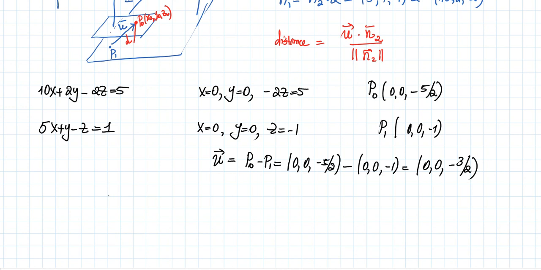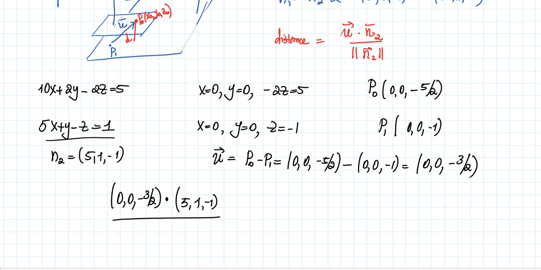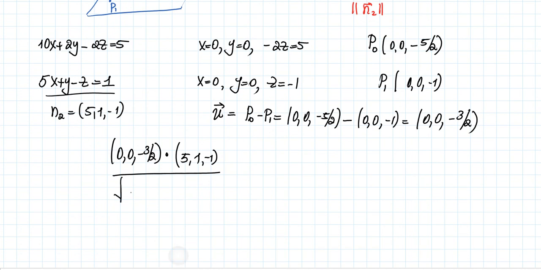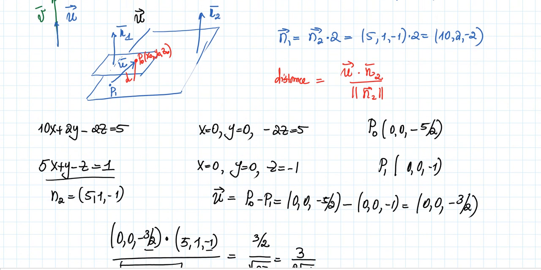So this is going to be 0, 0, minus 3 over 2 dot the normal vector. Do you remember what the normal vector of the second plane was? It was 5, 1, and minus 1, right? And the norm of this vector, 5, 1, and minus 1, is going to be 25 plus 1 plus 1, right? Square root of 27. If you multiply, it's going to be simply 3 over 2, because 0 multiplied by 5 and 0 multiplied by 1 are equal to 0. The only non-zero entry is the third component: minus 3 over 2 multiplied by minus 1, which is 3 over 2, divided by the square root of 27. You can write this as 3 divided by 2 square root of 27.